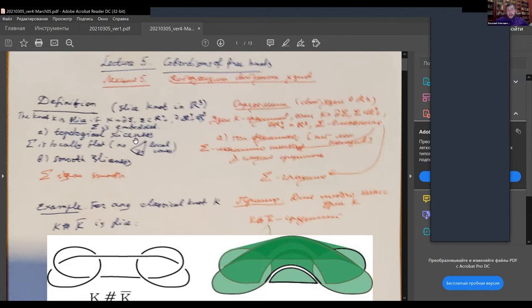There is the following question. This question is very important. What sort of a slice disk should we have?